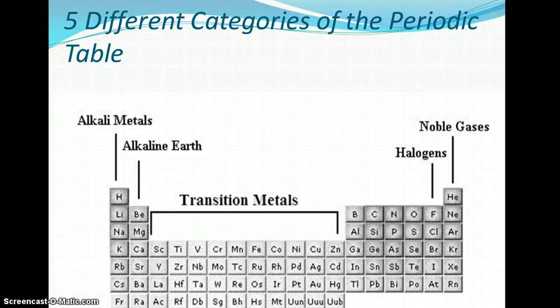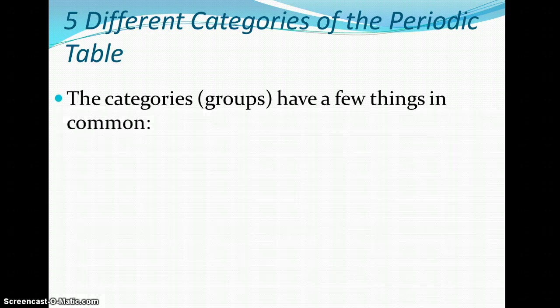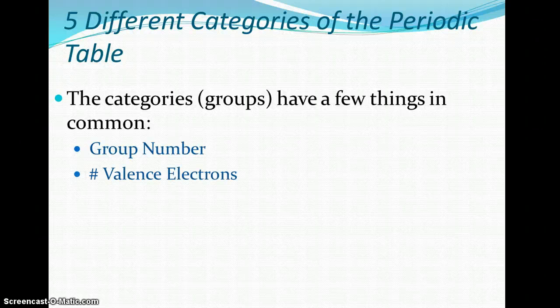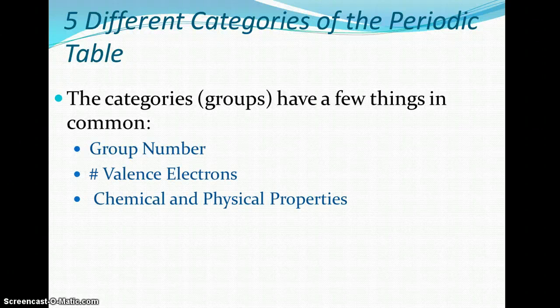This is a picture of the categories or groups that we just discussed. As you can see, the alkali metals are over on the left side of the screen. Next are the alkaline earth metals. The transition metals are a big group in the middle. The halogens, and then the noble gases. Although these elements right here are important, they don't fit into the different groups that we're going to talk about today. So these groups or categories have a few things in common. They have the same group numbers, valence electrons, and chemical and physical properties.